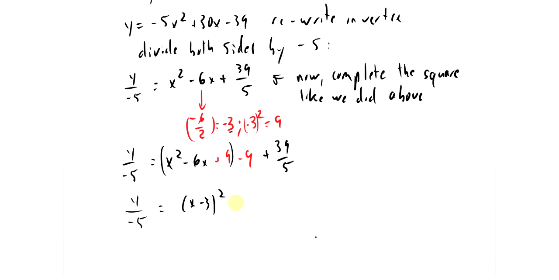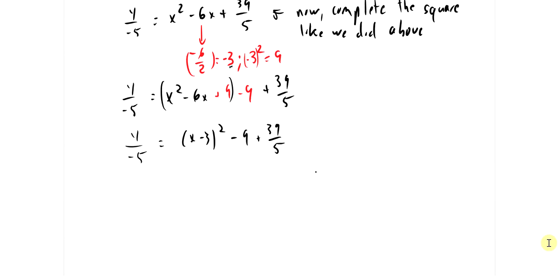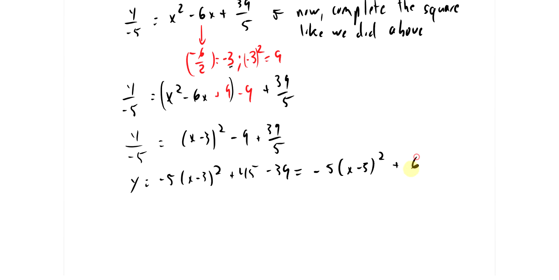Minus 9 plus 39 over 5. And now we handle the 5 by multiplying both sides again by minus 5. So we get y equals, just multiply both sides by minus 5. That'll cancel out this minus 5. Minus 5 x minus 3 squared. Minus 5 times 9 is plus 45. Minus 5 times 39 over 5, where the 5's cancel and we pick up a minus sign. And so we end up with y equals minus 5 x minus 3 squared plus 6.